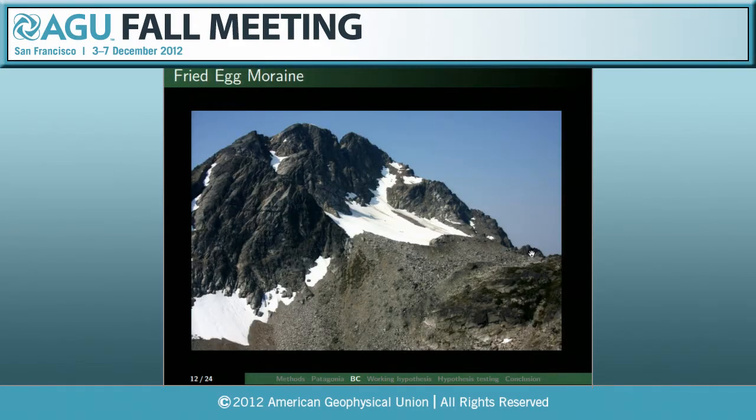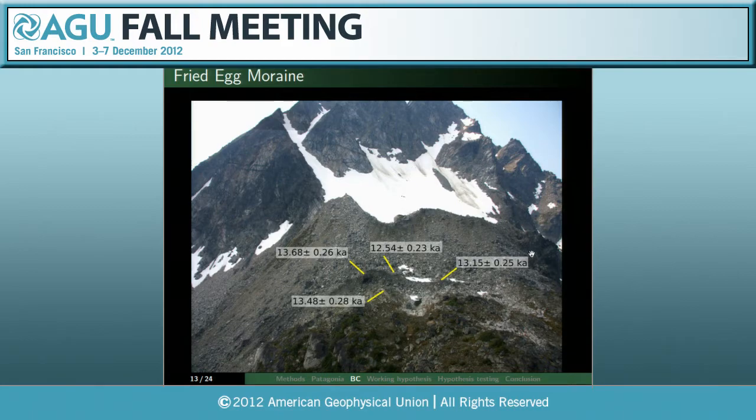This is one particular site referred to as the Fried Egg Moraine. It's named after a lake. We didn't name it, but there's a Fried Egg Lake. But you can see the Little Ice Age moraine here, and beyond that, this is the moraine that we were interested in. Obtaining three beryllium-10 ages and then also an age from the outside of the moraine, they're coming in more or less around 13,000. These are, again, expressed in thousands of years, ka.